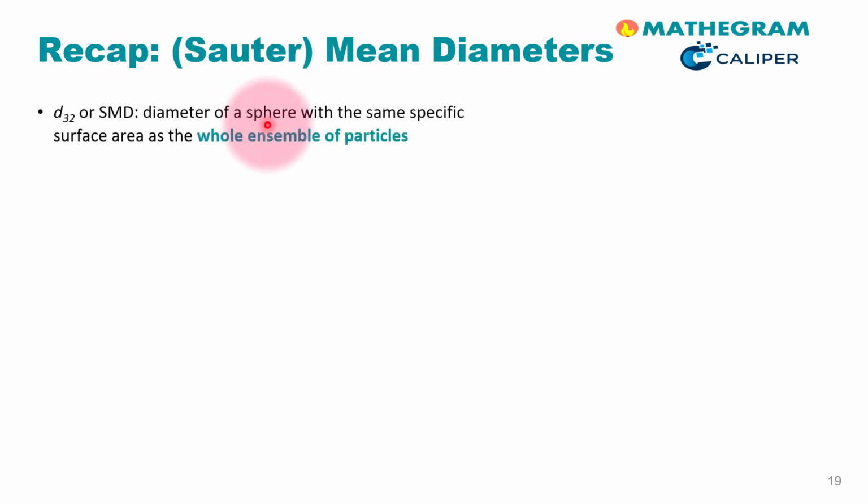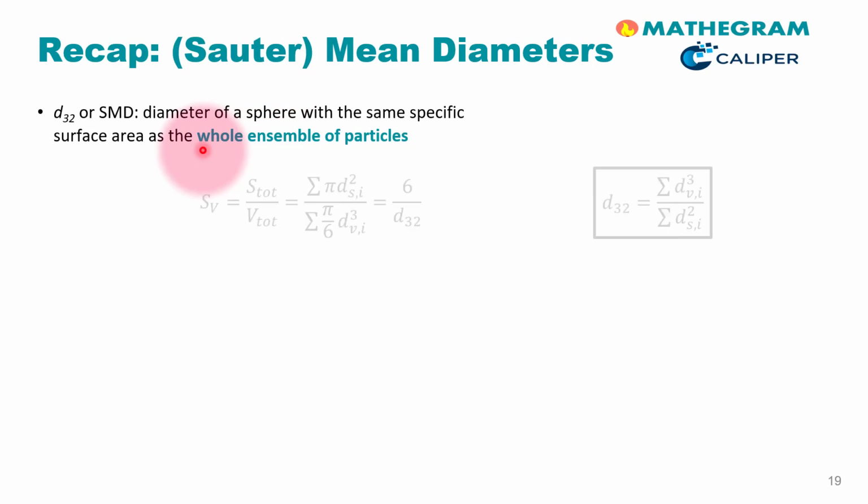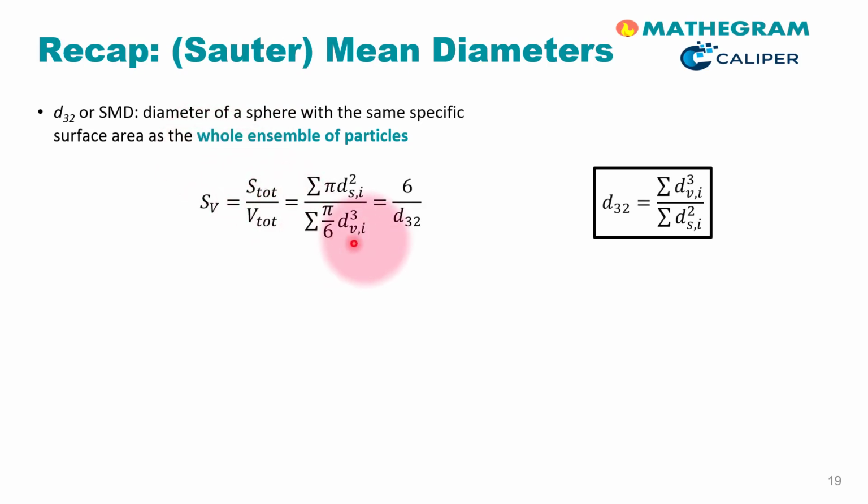As you can see in this expression, we simply consider the specific surface area SV based on the total surface area and the total volume of the particle ensemble. Thus, we sum over all the particles twice. In the numerator, you see the sum over the surface areas, and in the denominator, the sum over the volumina of the particles. If we now rearrange the equation, you see the excitingly simple expression here on the right.